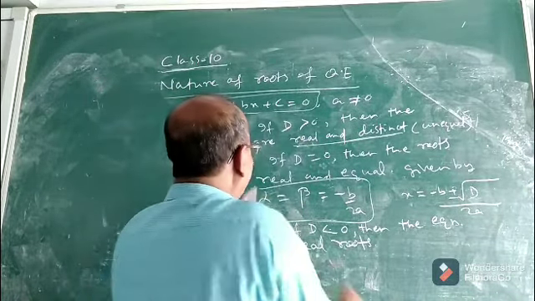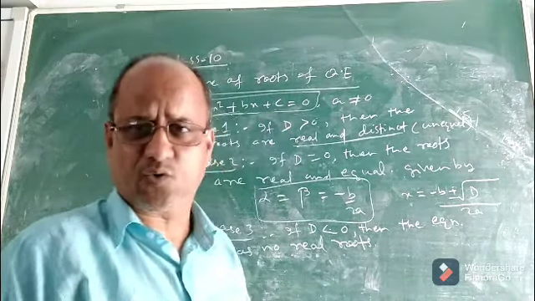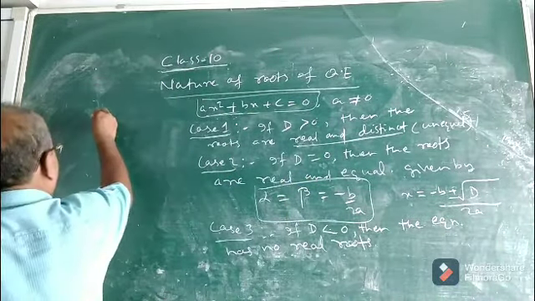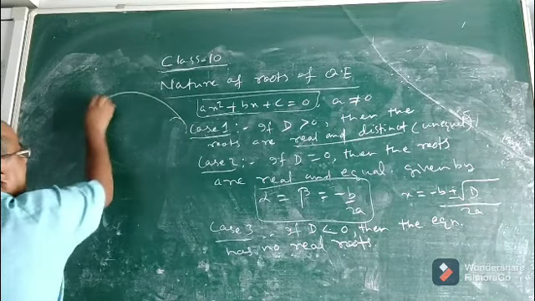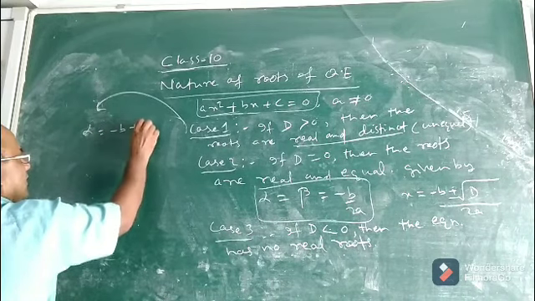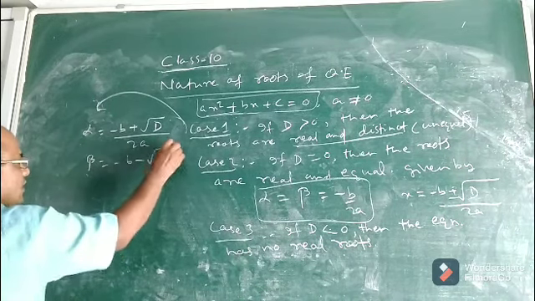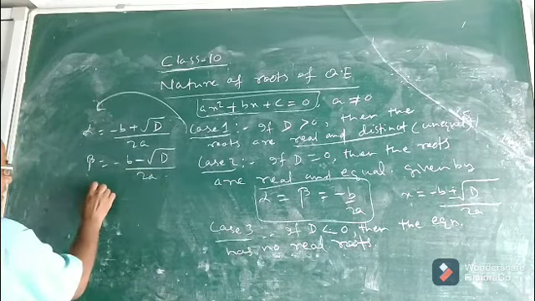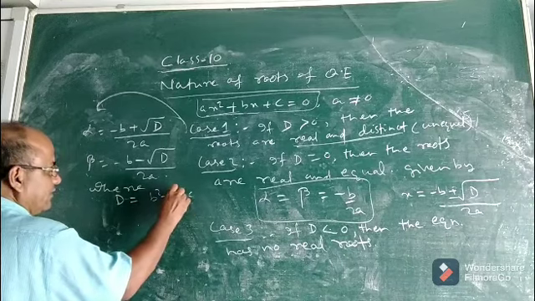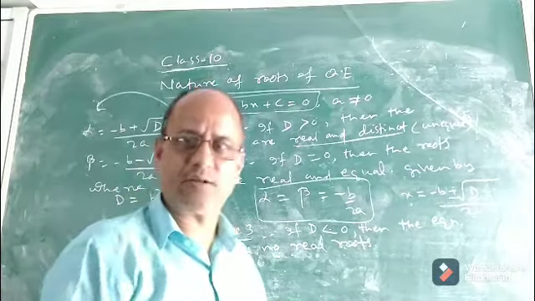In the first case I said, if D is greater than 0, then the equation will have real and distinct roots. Distinct means two different roots. So what are the two different roots? You just see this formula. Alpha will be equal to minus b plus square root of d by 2a, and beta will be minus b minus square root of d by 2a, where d equals b square minus 4ac. So here the roots are real but unequal, or different, or distinct, whatever you say.